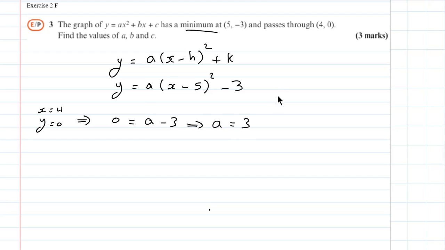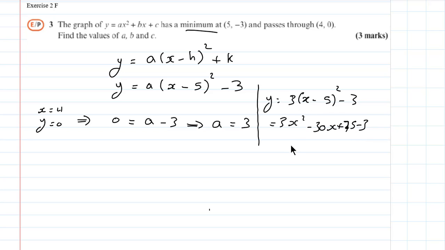So the final answer will be as the following: y will be a, which is 3, times x minus h, which is minus 5, all squared plus minus 3. Expand it to put it in the general form: x squared times 3, 3x squared, negative 10x times 3, it will be negative 30x, and plus 25 times 3, plus 75, minus 3.